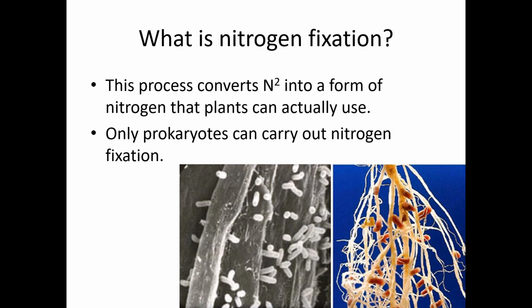We kind of alluded to this when we were talking about crop rotation, when we were in chapter 1 at the very beginning of the last semester, and we were talking about how you could fertilize by doing crop rotation with a pea plant. And that's because peas form relationships with bacteria, and the bacteria that form these nodules on their roots are carrying out nitrogen fixation.